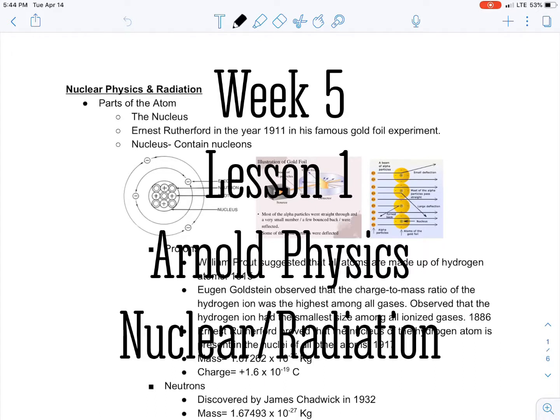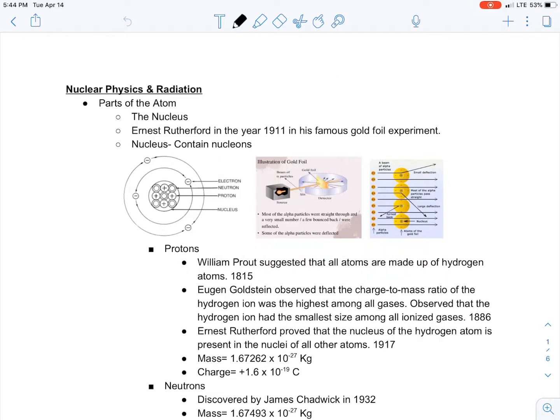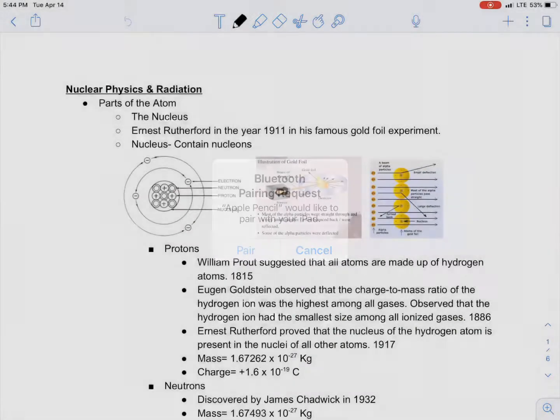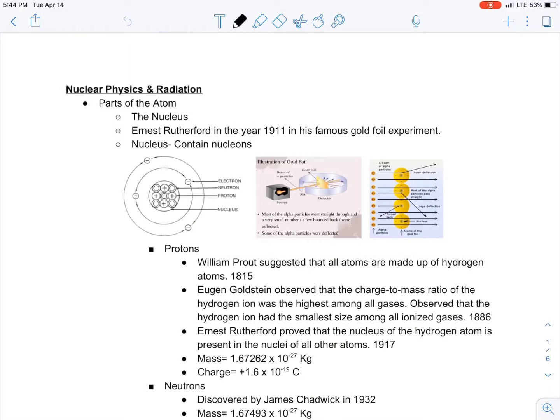In one of the classes, I don't remember which one, we just started talking about it the day before school was canceled.